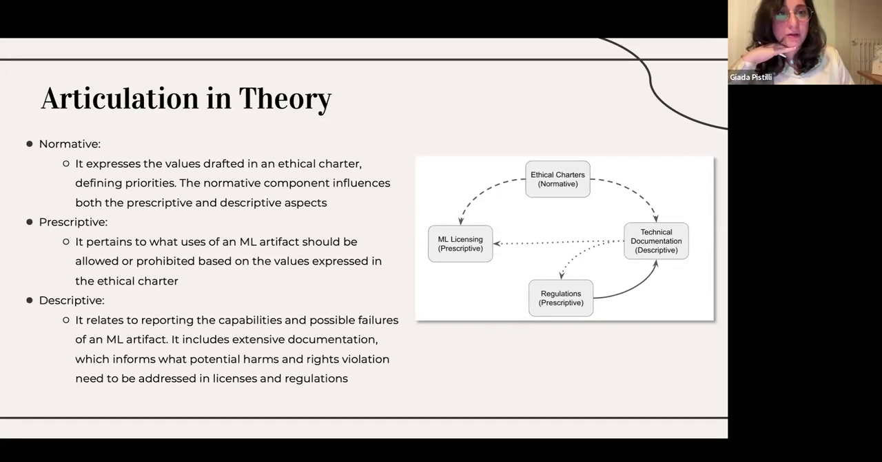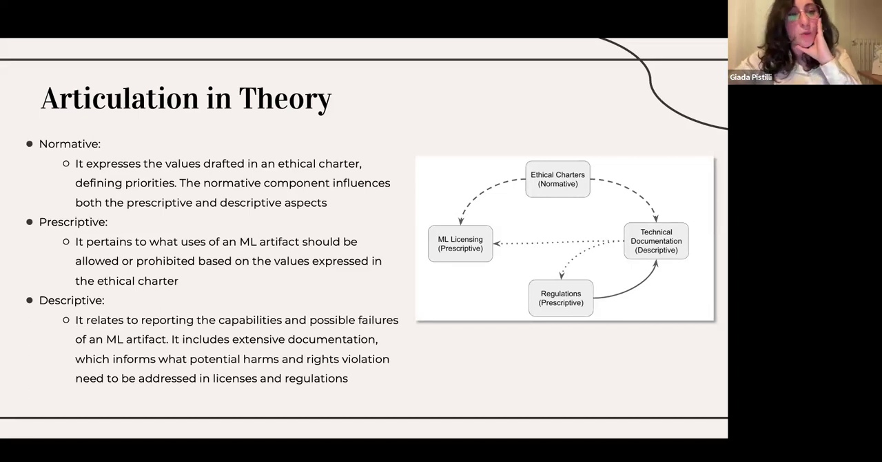And basically, I would say the most important tool that we can have nowadays for AI regulation, at least in the hands and the power of users, is the user license, and that would be the prescriptive aspect of our articulation. Why? Because it pertains to what uses an ML artifact should be allowed or prohibited. And in our case, it's based on the values that are expressed in the ethical charter.